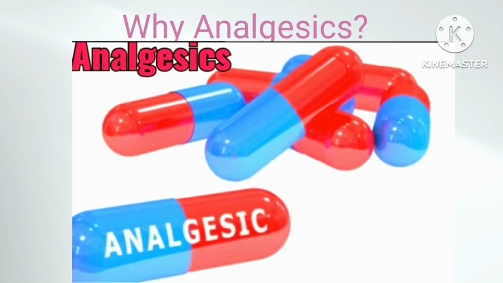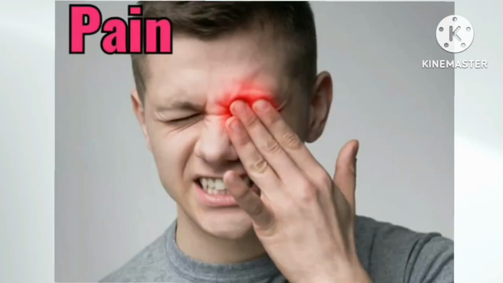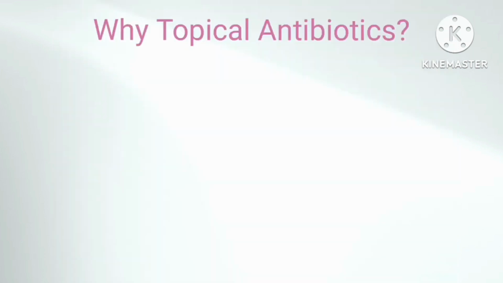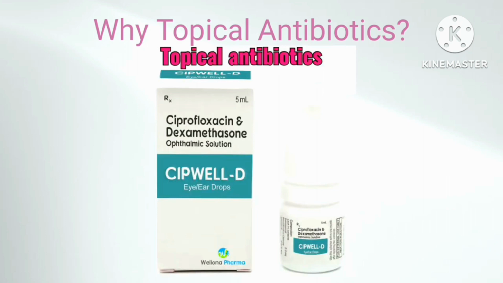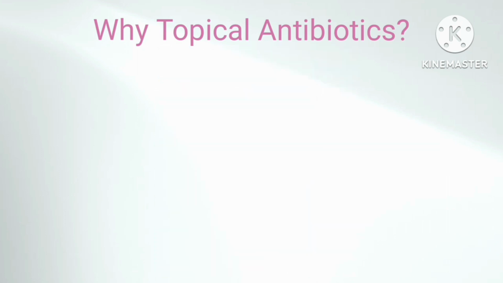So analgesics as well are prescribed to relieve the pain. That's the main reason, primarily to relieve the pain. And then topical antibiotics are also prescribed as bacterial conjunctivitis is caused by bacteria. So topical antibiotics are applied to kill the bacteria and prevent secondary infection.